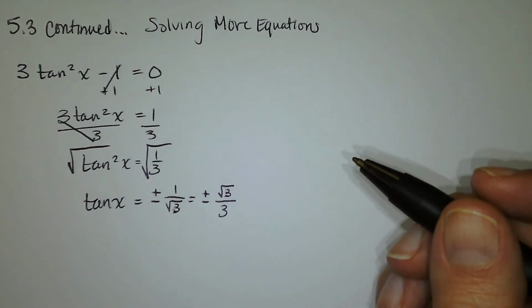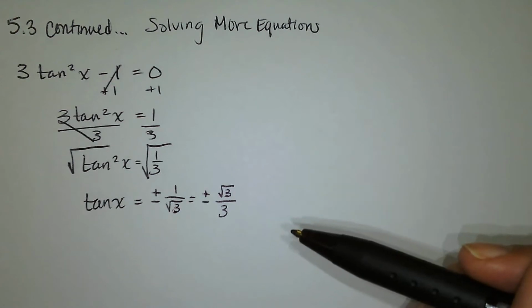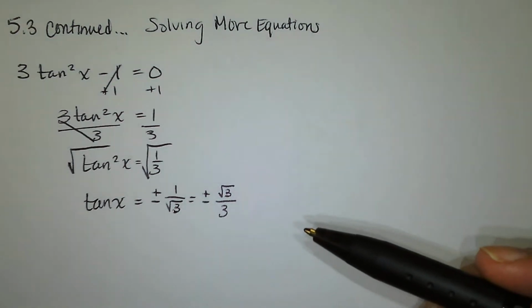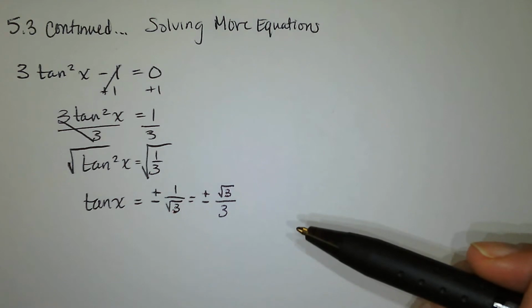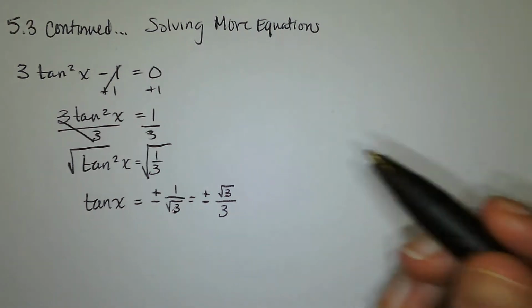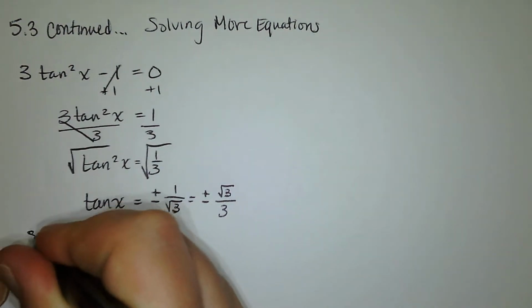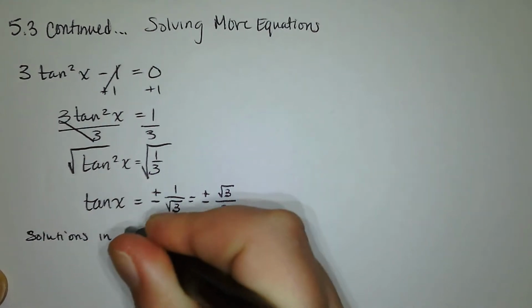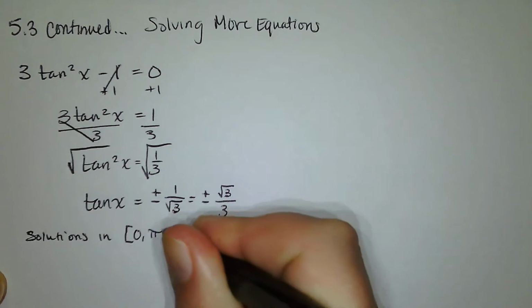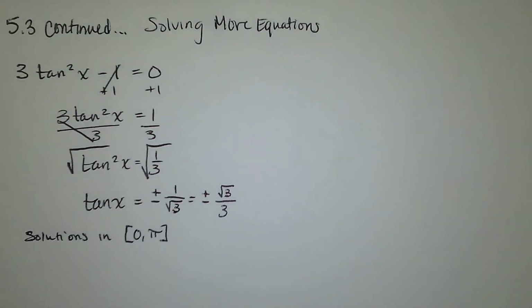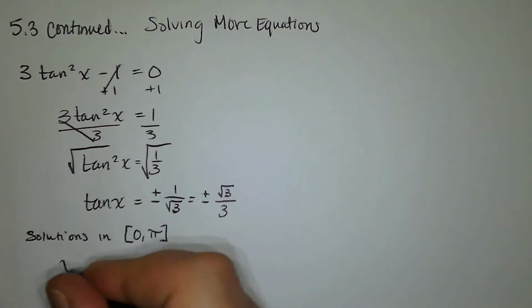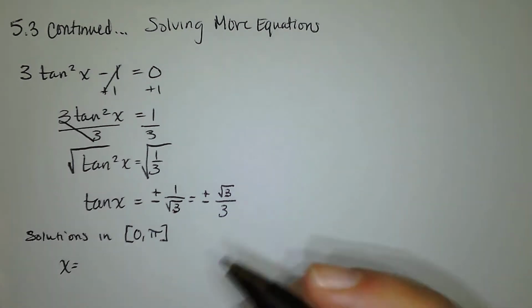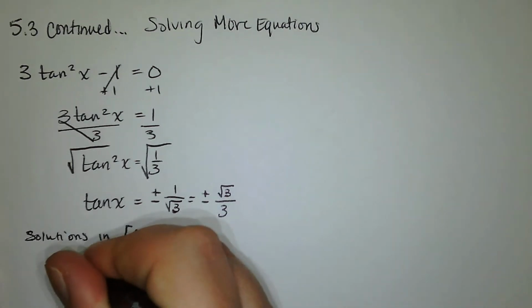Once we find those solutions, then we can move on to find solutions outside of that interval. So, find solutions in 0 to pi. And those solutions, look at your unit circle, set up a triangle, however you do it. Those solutions in 0 to pi are going to be x equals pi over 6 and 5 pi over 6.